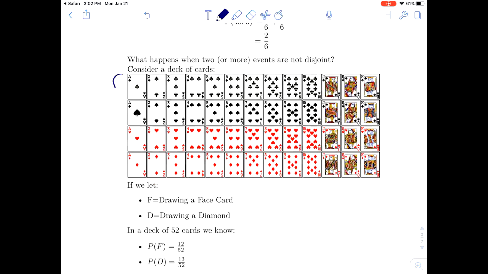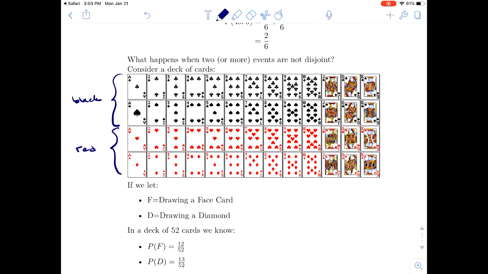Oh, that was a nasty. Right. On the printout, it's not too obvious. So I'll just make a note here that these guys, they're the black cards, and the bottom two layers are the red cards. Just because it's not clear when I print it black and white. So let's say I'm interested in drawing a face card and drawing a diamond. Right. So I'm interested in all these diamonds, any of them, and any of these face cards. Right. Notice that we have this overlap here of the diamond face cards, right, making them not disjoint.